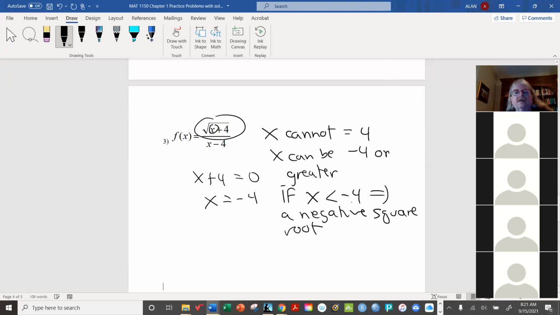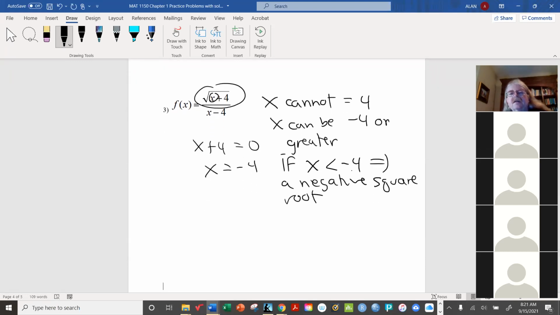So therefore, there are 2 gaps in the domain. If you draw it like this, we can go down to -4. We can't have anything below that. So we can write this as everything from -4 up except for 4 itself. So what you often see in these graphs, you might see something like this.